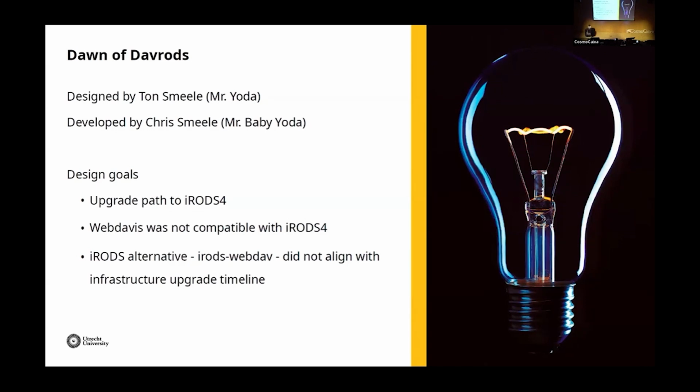So why we came up with Davrods was that around 2015, 2016, we were using iRODS 3 with WebDAV functionalities provided by WebDAVs. WebDAVs is a web and WebDAV client for iRODS, and we wanted to upgrade to iRODS 4, and we found out that WebDAVs was not compatible with iRODS 4. So we were looking for alternatives, and while looking, we came across one iRODS alternative, which is iRODS WebDAV. I also linked it here.